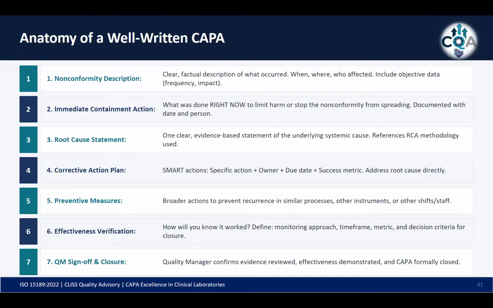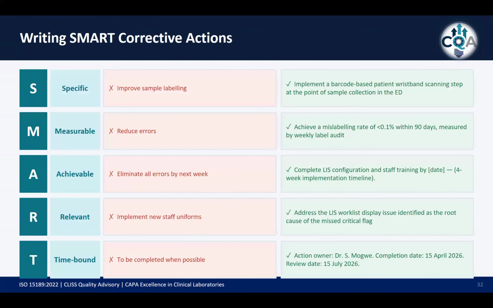If you do it this way, you'll not have a problem with your assessors, you'll not have a problem with your auditors, but you will be going beyond compliance and you will be approaching the excellence level. Okay, SMART corrective actions. You need to be specific. Avoid statements like "improve sample labeling," but rather consider saying "implement a barcode-based patient wristband scanning step at the point of sample collection in the emergency department." So if you do this, it's clear.